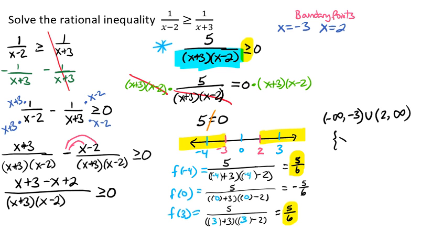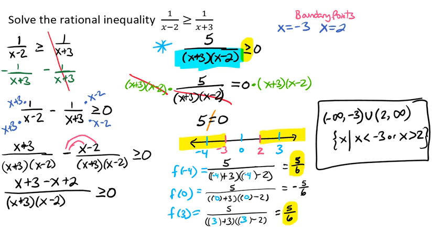And if I was writing this in set builder notation, I would say x such that x is less than -3 or x is greater than 2. And I now have the solution to my rational inequality.